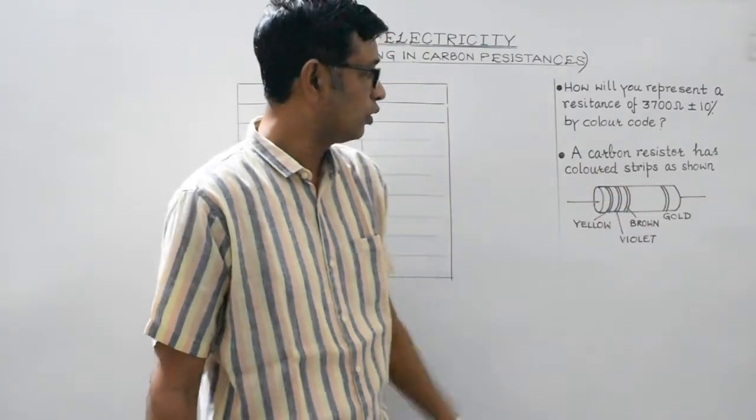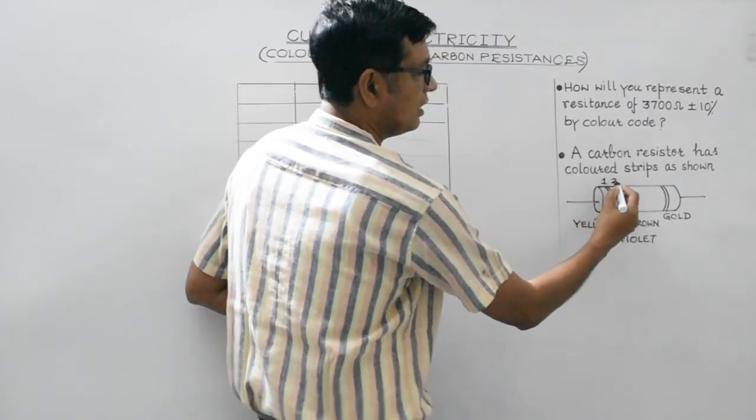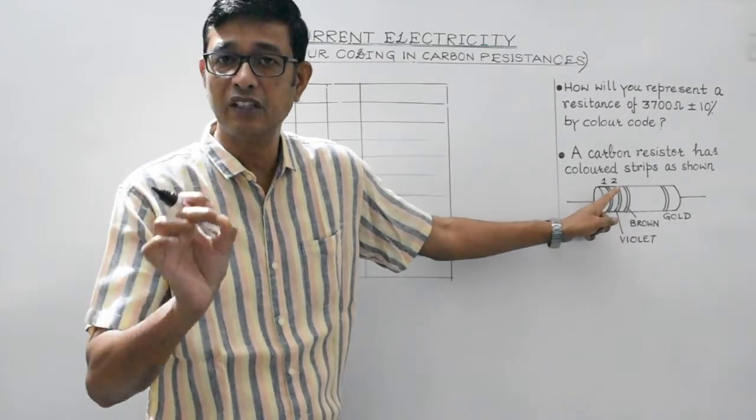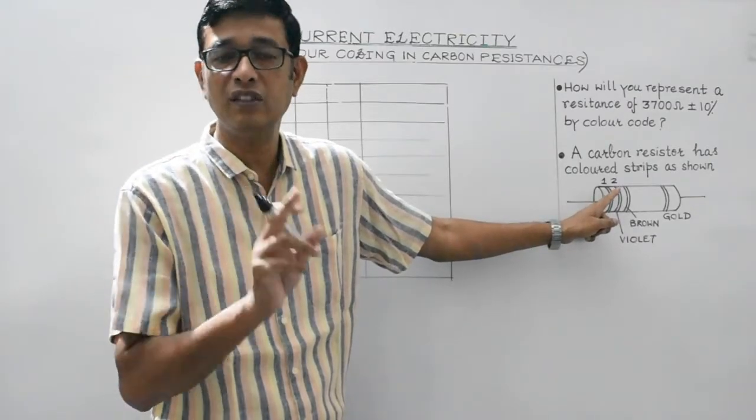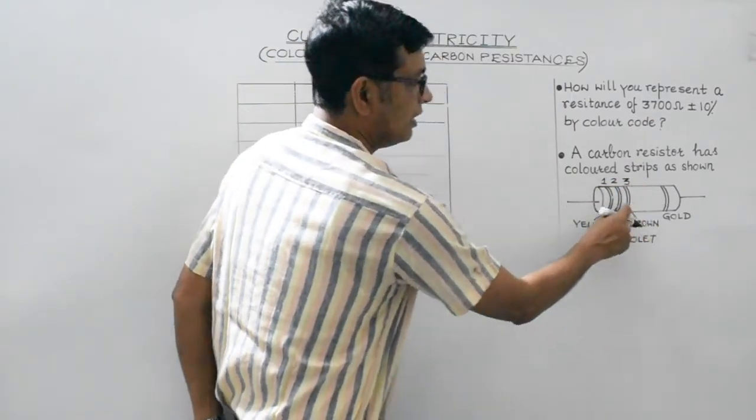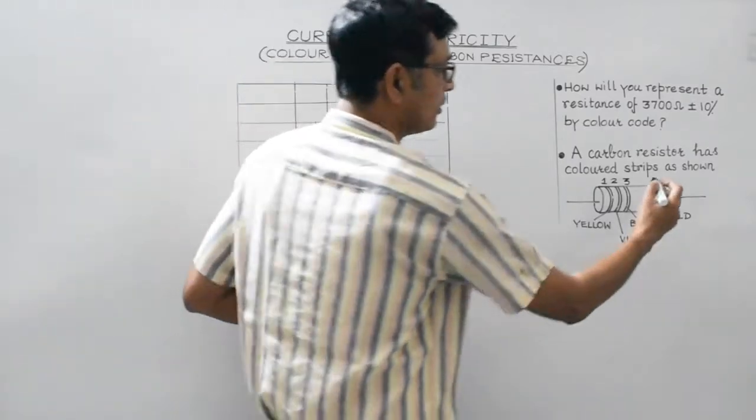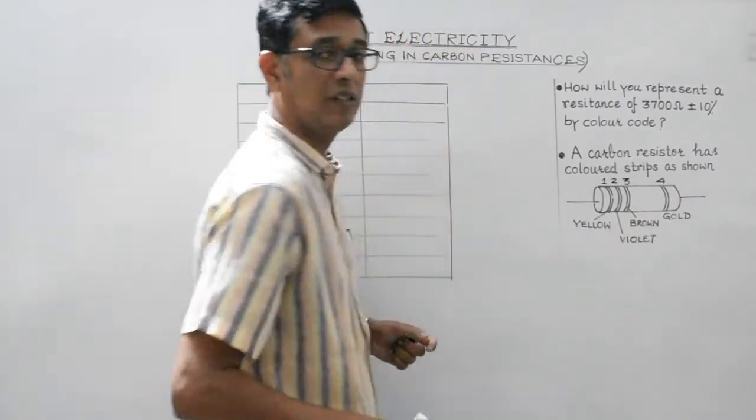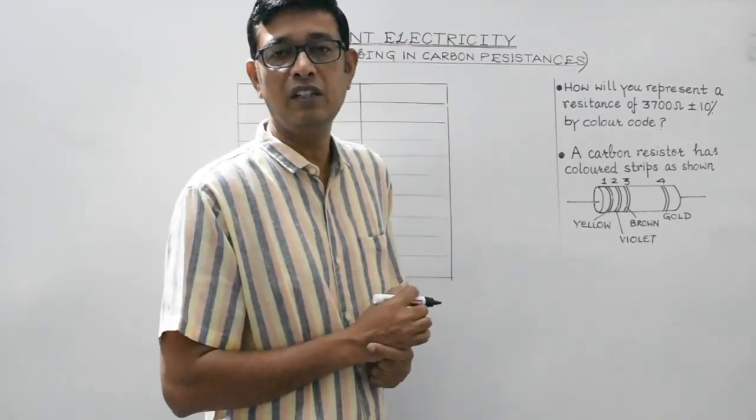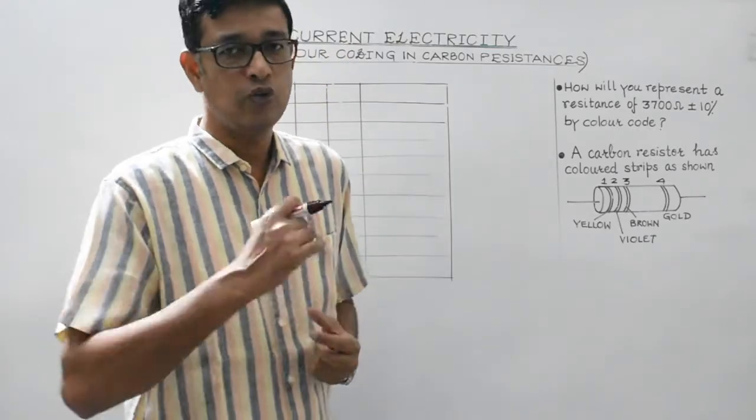So the first 2 bands represent the first 2 significant figures of the value of resistance in ohm. The color of the 3rd band represents the decimal multiplier. And the color of the 4th band, which I have already stated may be either gold or silver, represents the tolerance value of the resistance. It may be either 5%, 10% or 20%.